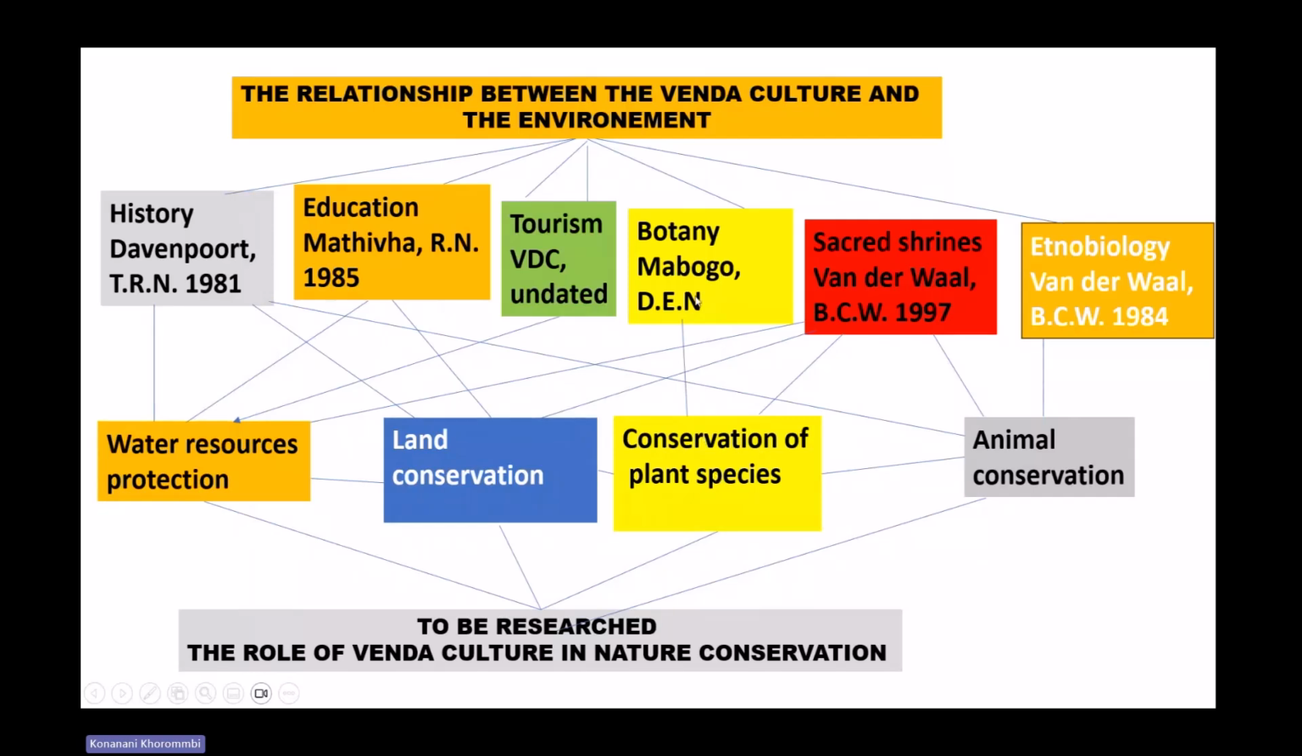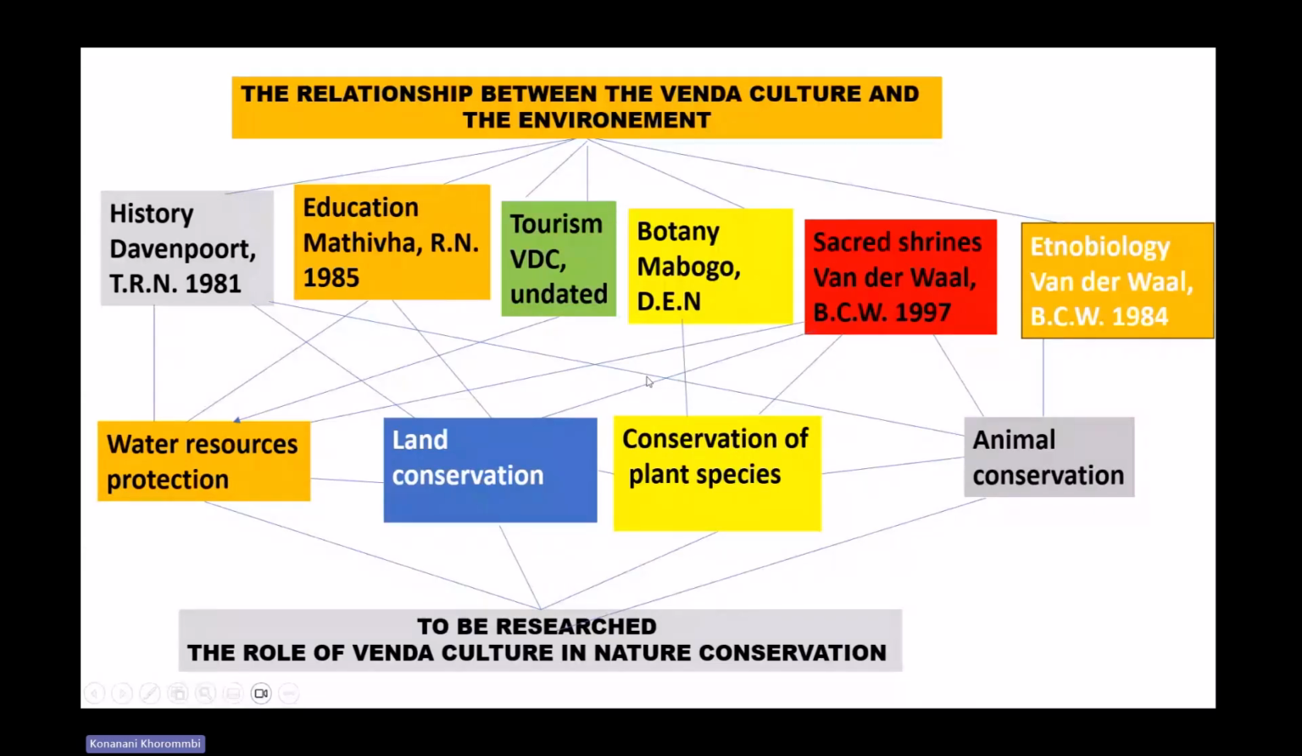And about the sacred shrines, Ben van der Waal was also a professor of zoology at the University of Venda. He wrote about the conservation of plant species. He wrote about the land. He wrote about water conservation. He also wrote about animals. Then he wrote about everything. But again, this very same van der Waal, in 1984, actually, he started in 1984 and then he came to 1997. But in 1984, he wrote only about the animals.